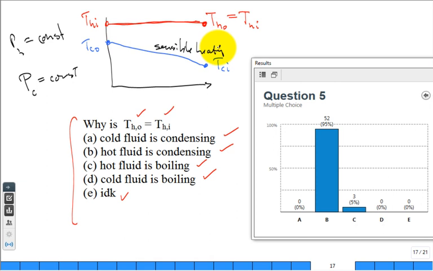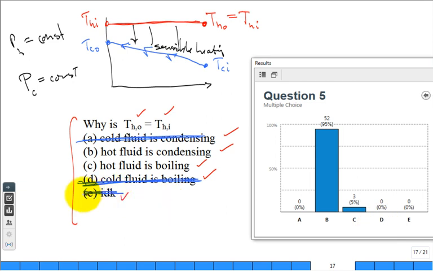Meaning, as more heat is transferred into the cold fluid, it is actually heating up as it flows through the system. It's sensible. It makes sense. The latent, the hidden, is associated with a phase change. So right away we could say it's not the cold condensing, and it's not the cold boiling. So okay, A and D have properly been abandoned.